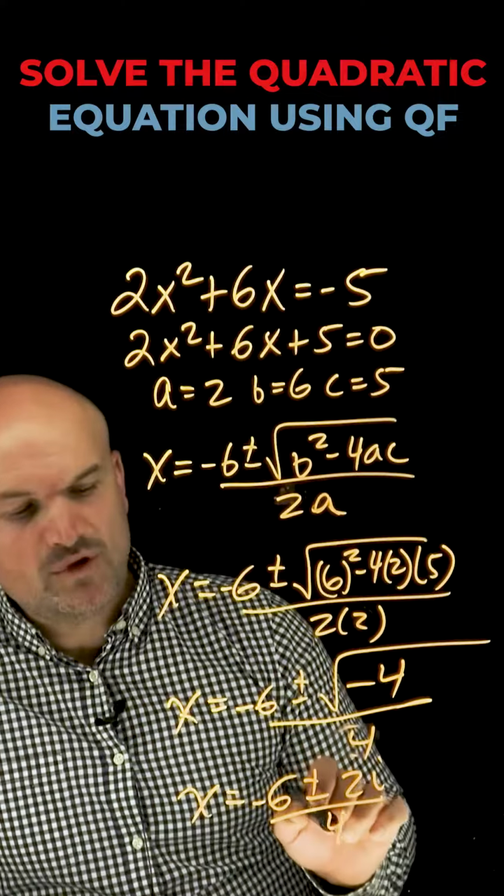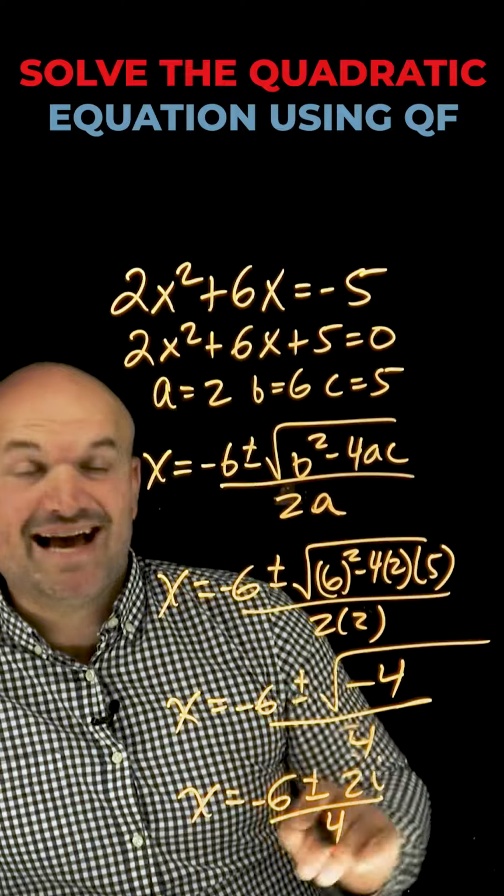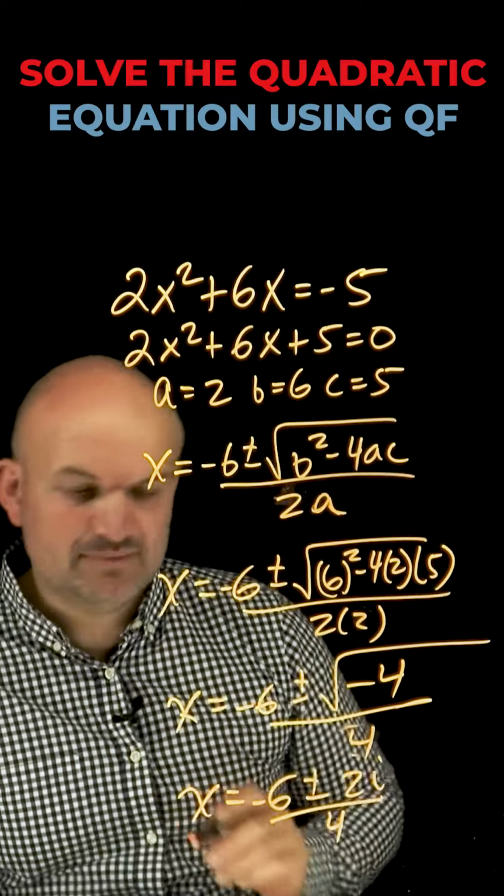Now just remember this 4 divides into the -6 and the 4 divides into the 2i, which unfortunately 4 does not divide into either one of those, but I can simplify my solution.